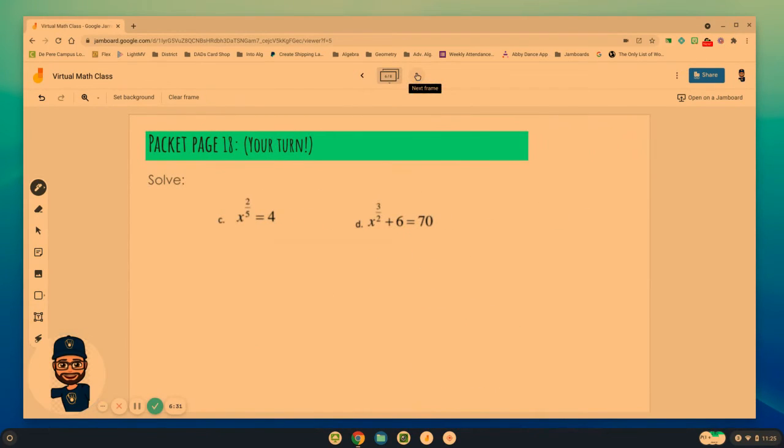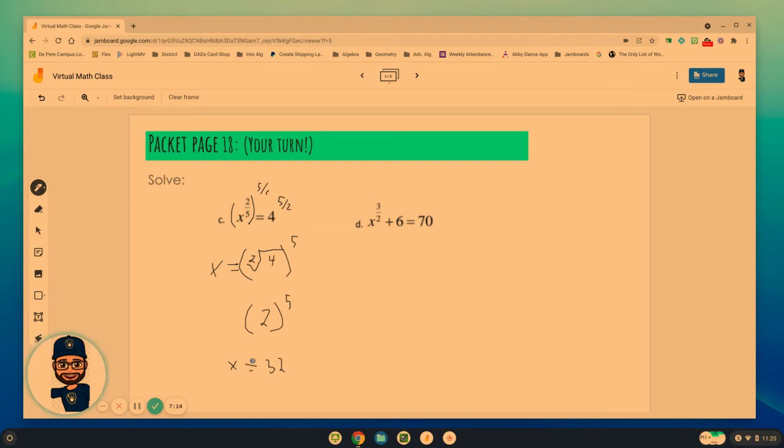Another one, your turn. Why don't you pause the video here and take a moment to try and solve these two. See what you get for answers. Okay, first step. We've already got x isolated, so we can raise this side to the power of 5/2, which means we've got to do that on the right-hand side. Or x equals the 2nd root, which is also the square root, of 4 raised to the 5th power. The 2nd root of 4 is 2, and 2 to the 5th power is 32.